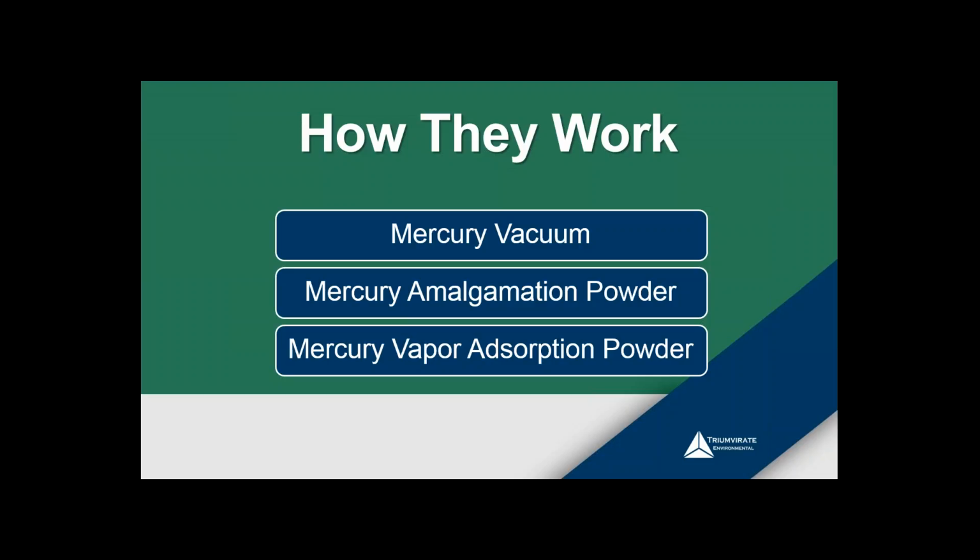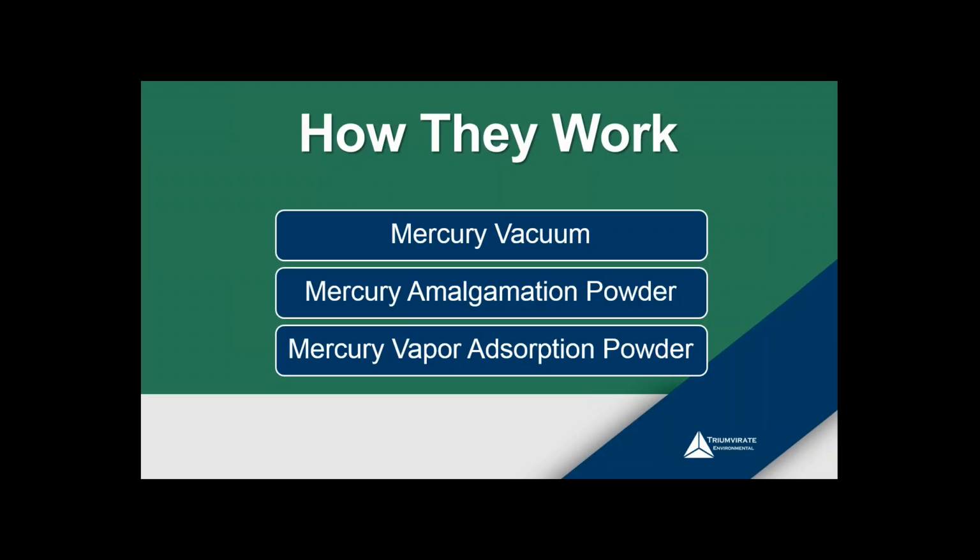The next step for a cleanup would involve mercury amalgamation powder. The mercury amalgamation powder reacts with elemental mercury to convert it to mercury amalgam, and this helps eliminate the volatilization of mercury vapor. It also is more readily collected when it is amalgamated. It turns gummy and almost like a paste. Instead of chasing around beads, you just have to clean up that paste and that powder, and it comes up a lot easier.